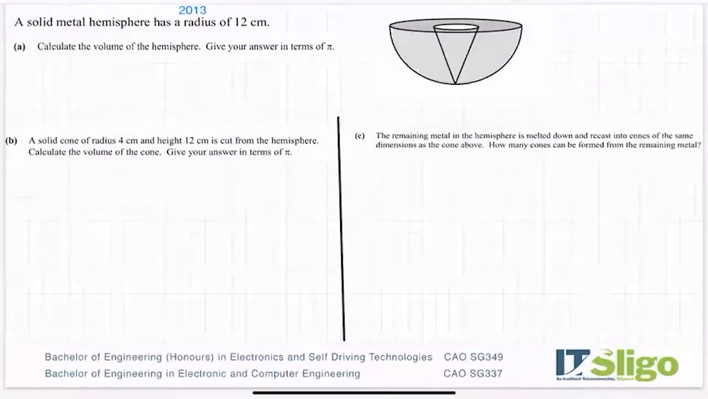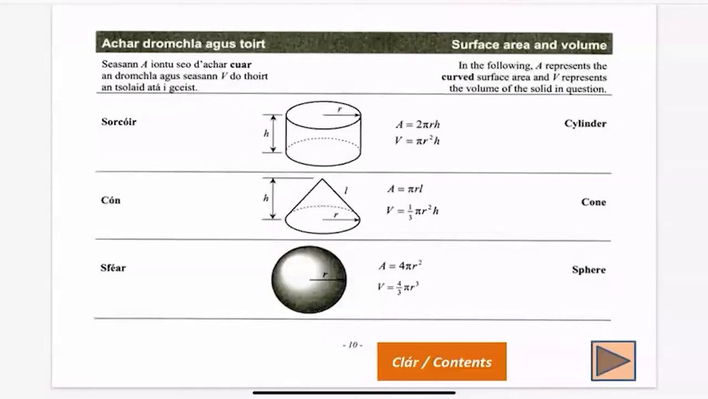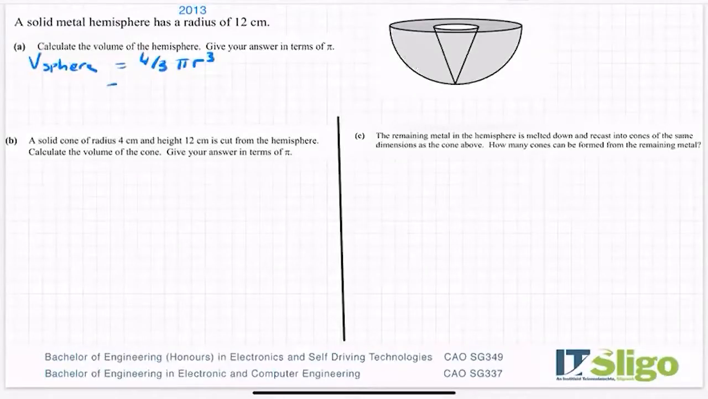So the volume of a sphere is equal to 4 over 3 pi r cubed. Let's have a look. 4 over 3 is a constant, it's just a number. Pi is just a number, and r is the radius. A solid metal hemisphere has a radius of 12, so 12 cubed. Put that into your calculator exactly as it's written there.